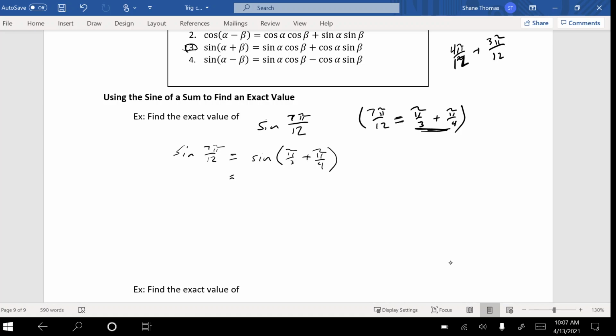All right. So sine of the first, cosine of the second. So sine of pi over 3, cosine of what? Pi over 4. Plus cosine of the first, pi over 3, and sine of the second, pi over 4. Okay? We use number 3 up there.